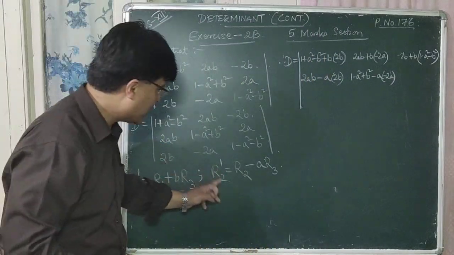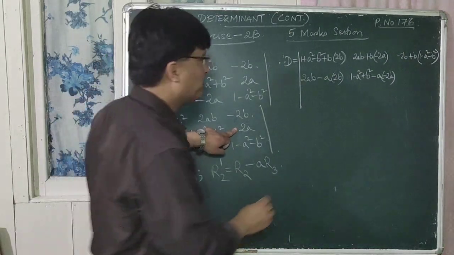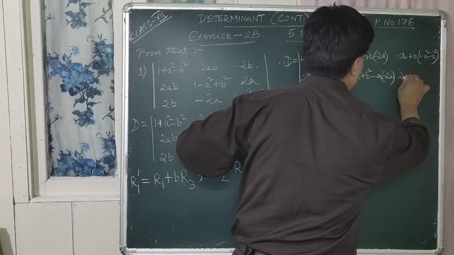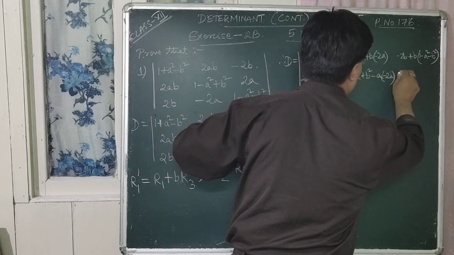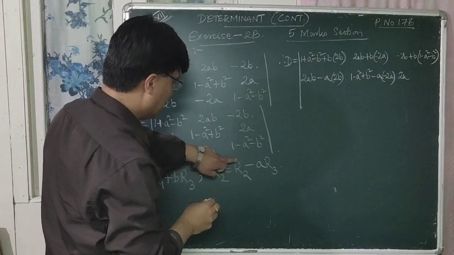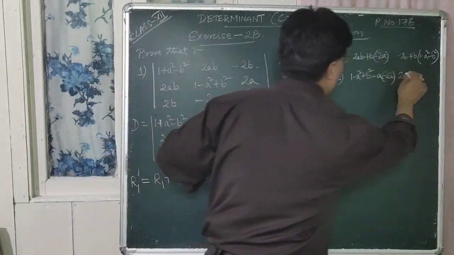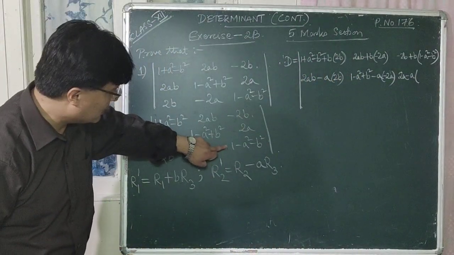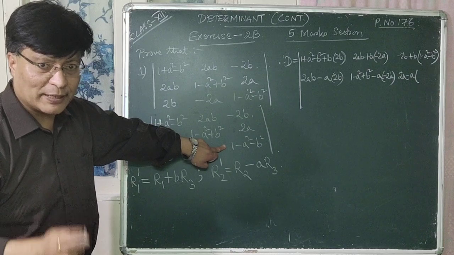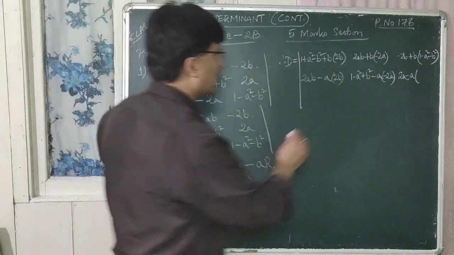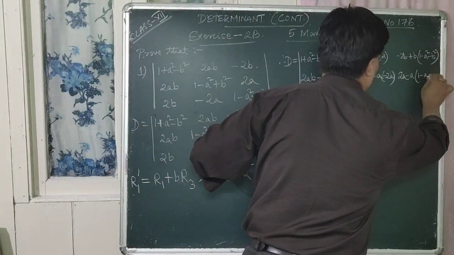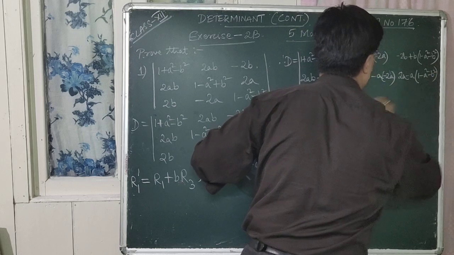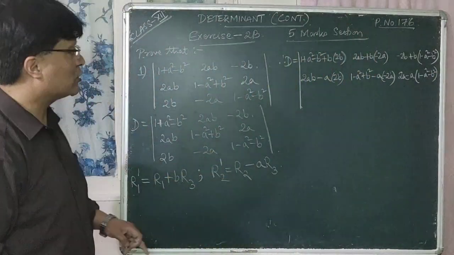Next, R2 dash is your R2. R2 means 2a. This is your 2a. Then minus a into R3. Minus a into what is R3 now? R3 is this one, third element of the third row. That is 1 minus a square minus b square. Is that clear to all of you?